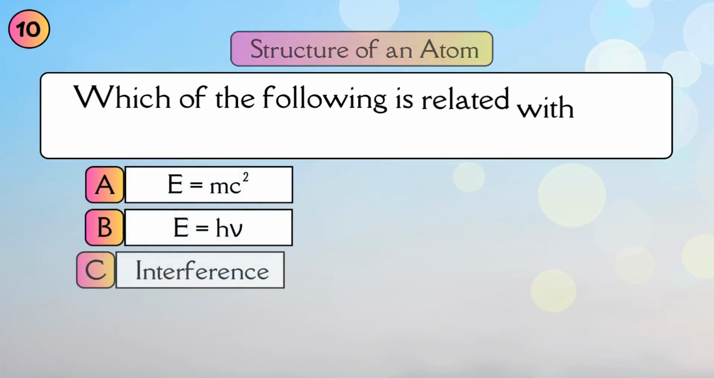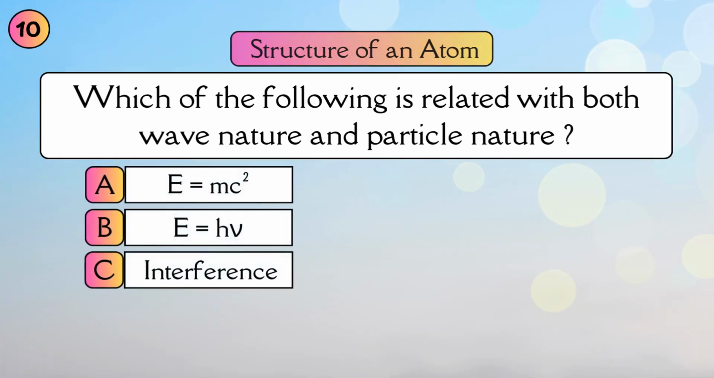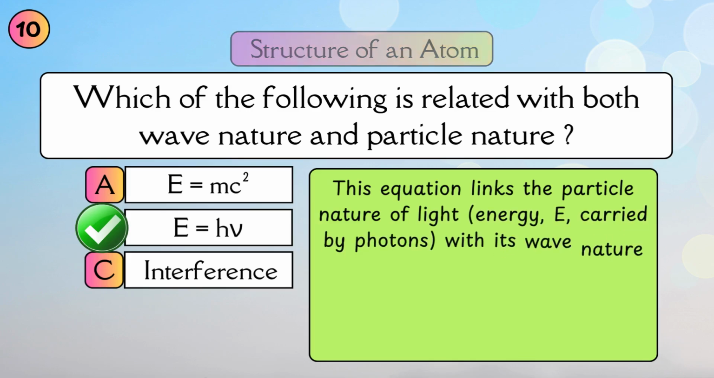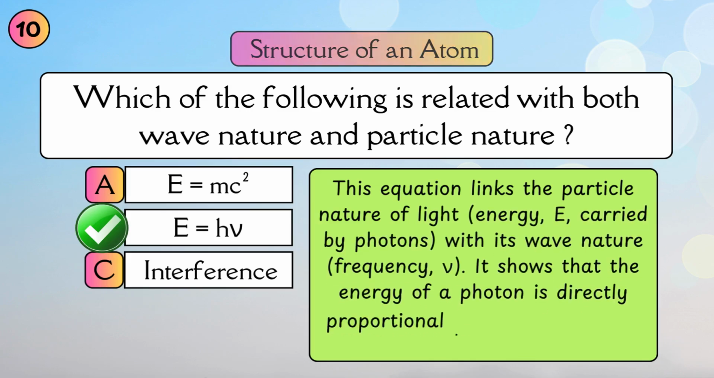Which of the following is related with both wave nature and particle nature? The correct answer is B. This equation shows that the energy of a photon is directly proportional to the frequency of light.